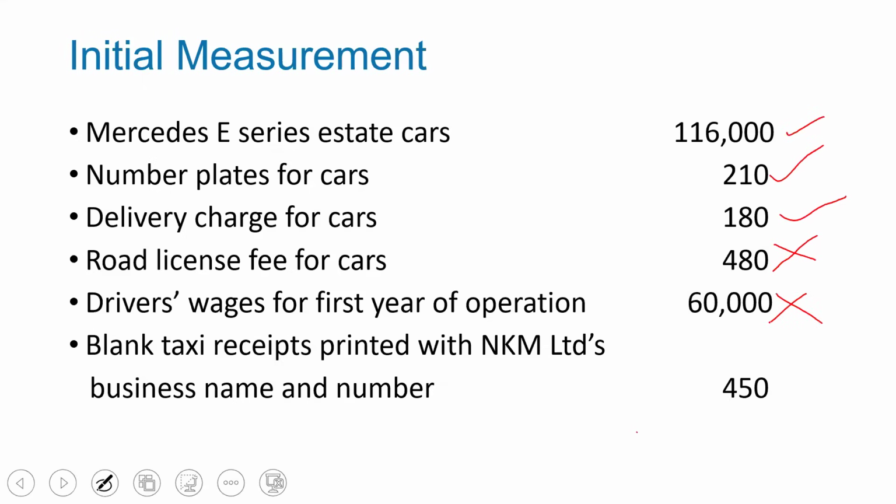What about a blank taxi receipt printed with NKN business name and number? It's blank. We don't really know what it is. Should I capitalize it? So it's a no. So this means that we only capitalize the first 3. The rest are not part, so you only need the first 3. So add the first 3 for me. What do you get? 116,390. Did you get that?